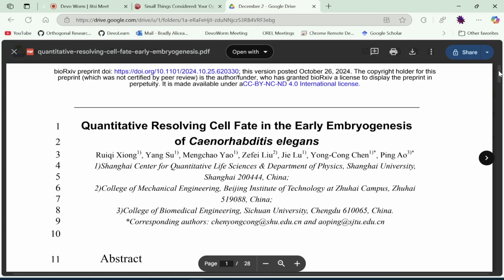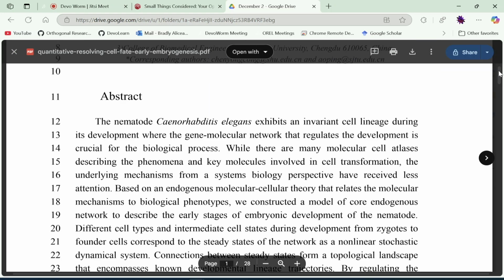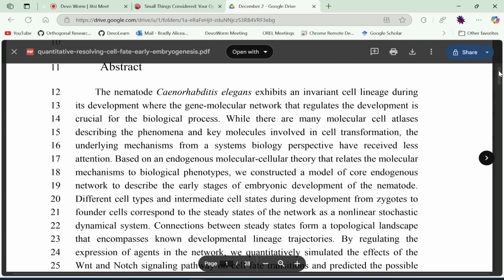So what they're going to do is talk about cell fate and how we can resolve this quantitatively. So let me go into the abstract. The abstract reads, the nematode C. elegans exhibits an invariant cell lineage during its development, where the gene molecular network that regulates the development is crucial for the biological process. Well, there are many molecular cell atlases describing the phenomena and key molecules involved in cell transformation. The underlying mechanisms from a systems biology perspective has received less attention.